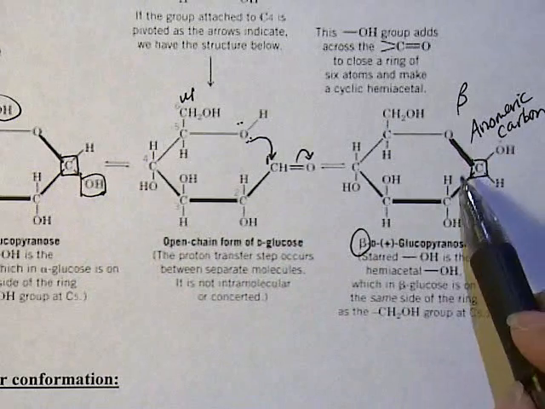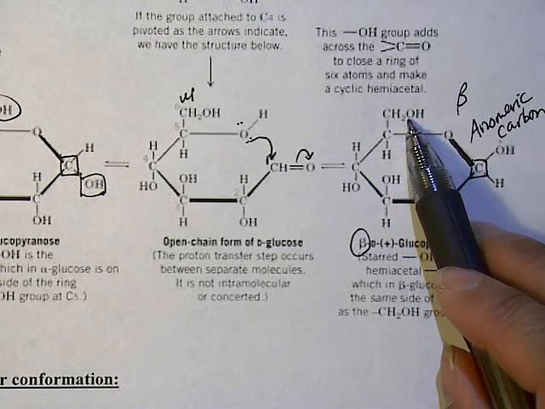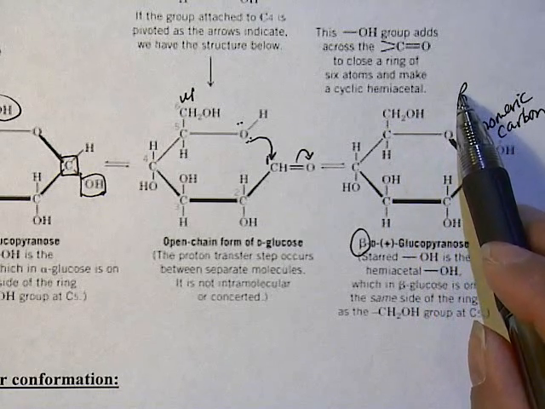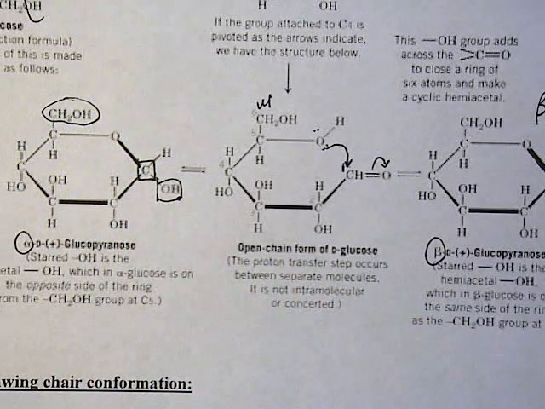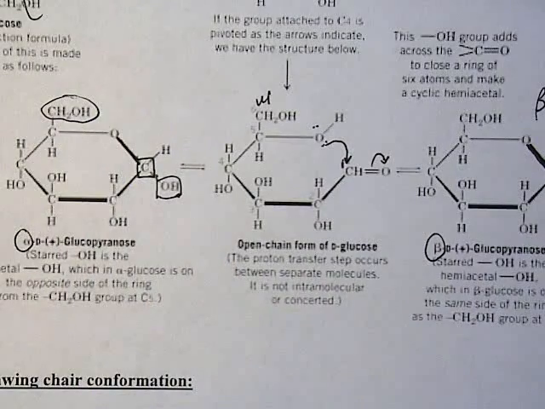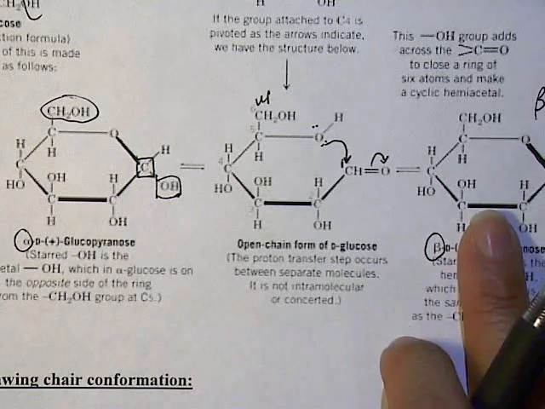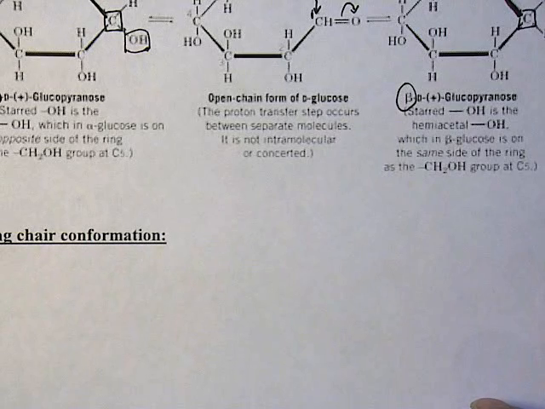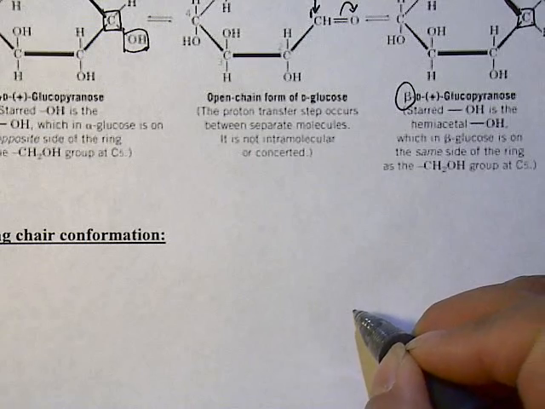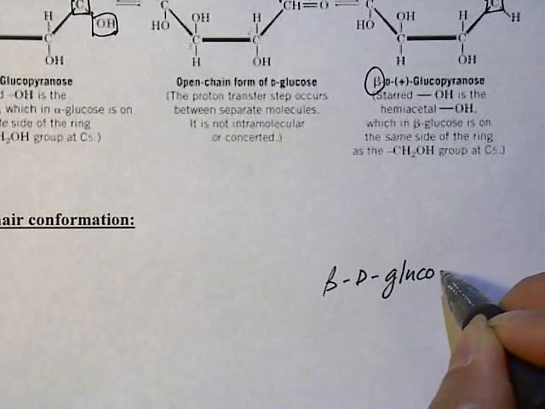And so when the OH is up, which is on the same side as the CH2OH, we call that beta. The one where CH2OH and OH are on the opposite side is called alpha, right? And both anomers exist. Now, what you need to also learn how to do is draw these. This isn't a Haworth projection, but you also need to be able to draw in chair conformation. All right, so I'm going to put the beta D, and look at the name, glucopyranose.